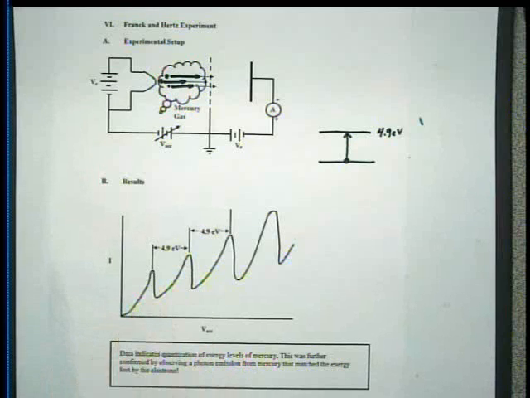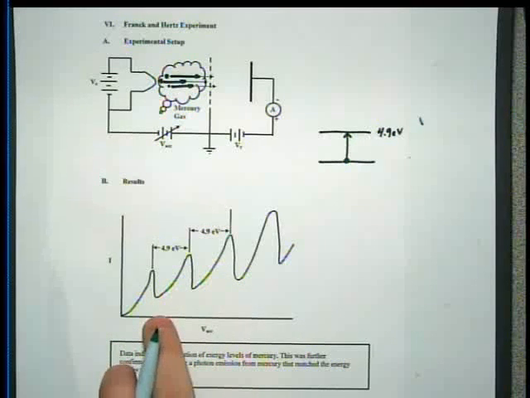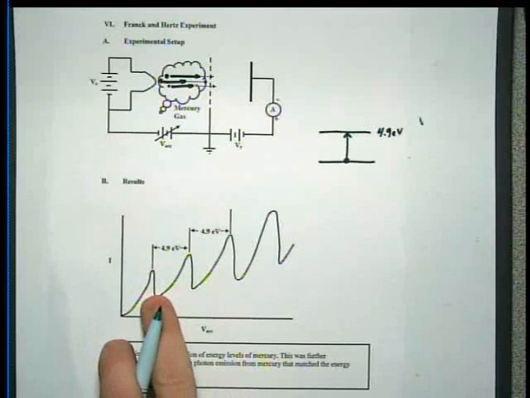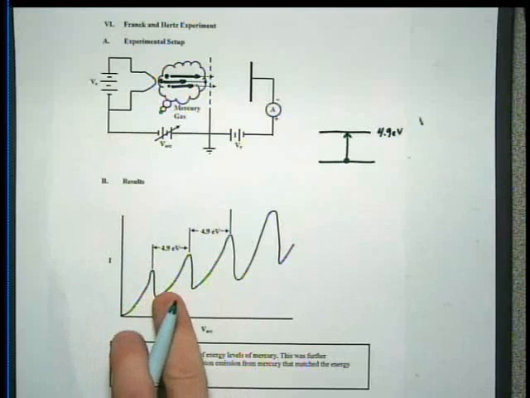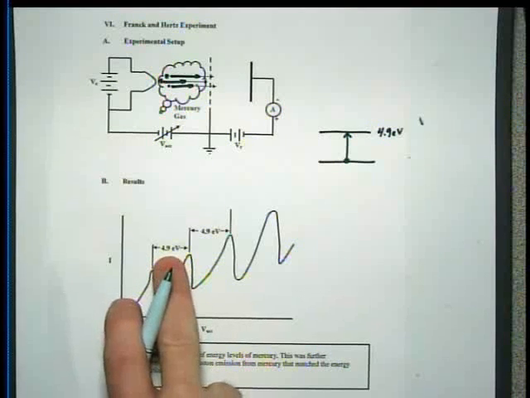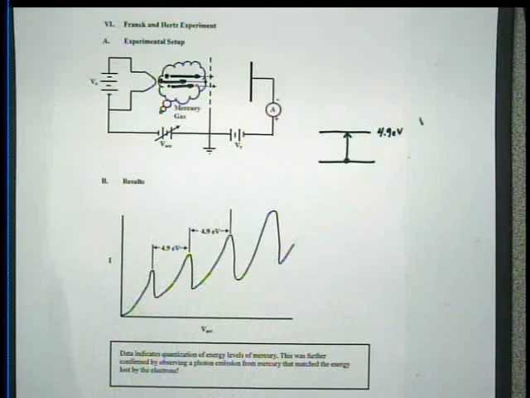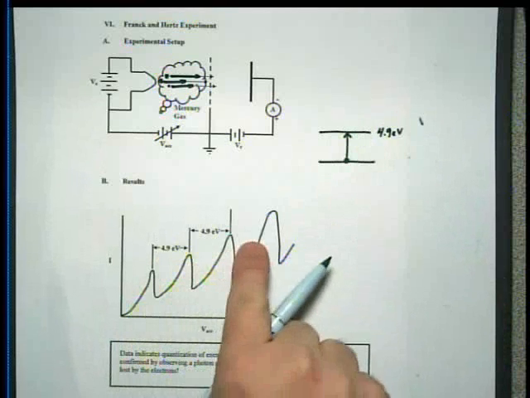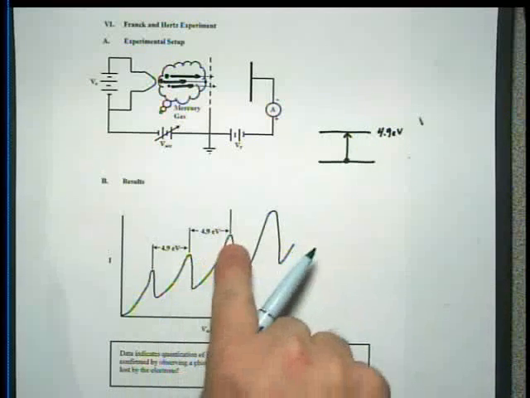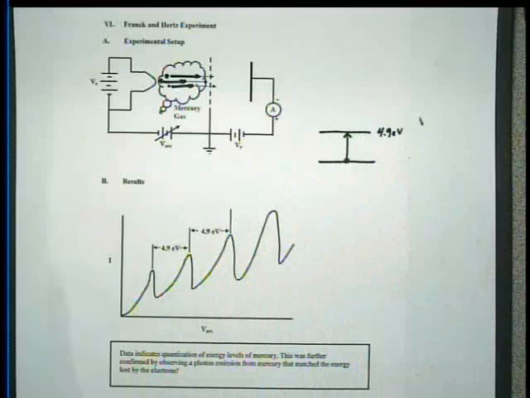Now some of them don't collide and keep going through. That's why it doesn't go all the way down. But that is why there's this drop. Then it can keep going on. And if it gets enough energy, it can collide again with another atom and excite it. So these steps are because of 1, 2, 3, 4 collisions, and so forth. They've seen up to 10 of them in consistent lines.